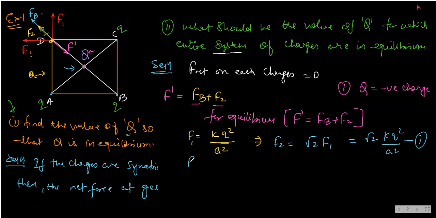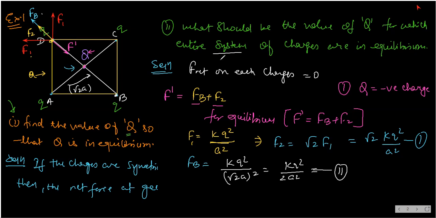FB, let us figure out the value of FB. FB is the force due to the charge at Q at B. This length, my dear kids, is how much? Root 2 times of A. That is root 2 times of A. We already know diagonal of a square. So the force is going to be how much? KQ square upon root 2 A whole square. That is going to be KQ square upon A square into 2, which is nothing but half of the F1 force. But anyways, never mind, what difference does it make to us, right? So this is your equation 2.